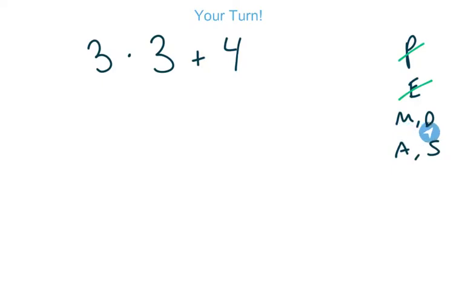Now I do multiplication or division, whichever one comes first, and I see multiplication. So what I do is I go ahead and I underline that. I know that I need to solve that problem, so I do 3 times 3. I know that that is 9, and then I bring down the plus 4.